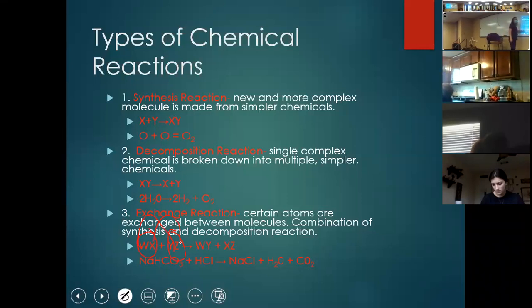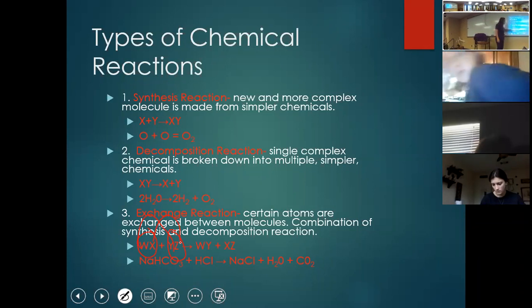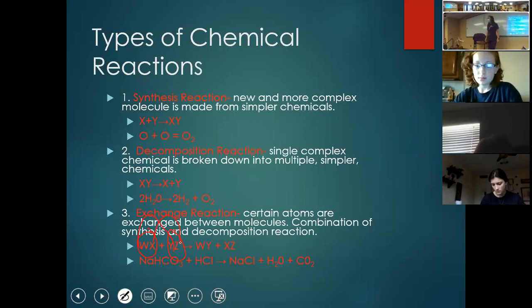Now, breaking these bonds releases energy. And fortuitously, great word, the amount of energy needed to break these bonds is the exact amount of energy I need to form the new ones. So our synthesis uses energy, decomp reactions release energy, and in our exchange it's kind of neutral because we're using the energy released from breaking the bonds. So those are our three different types of chemical reactions.